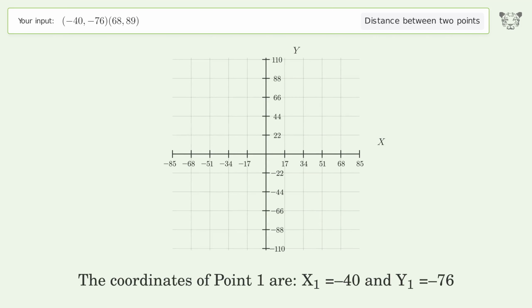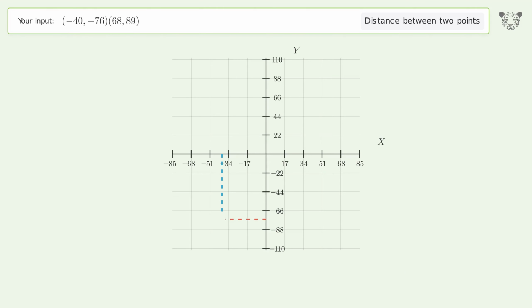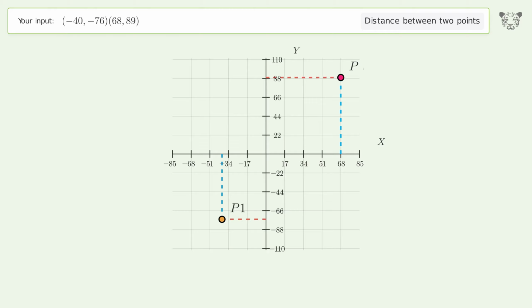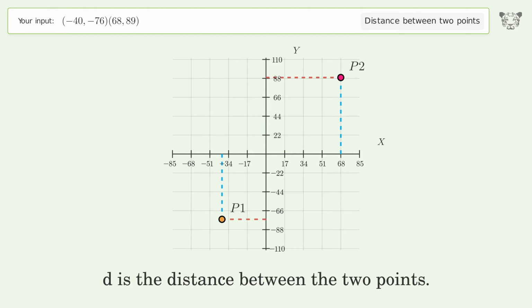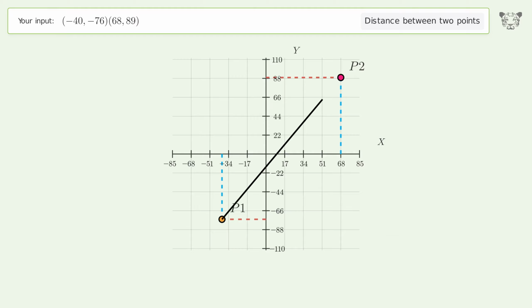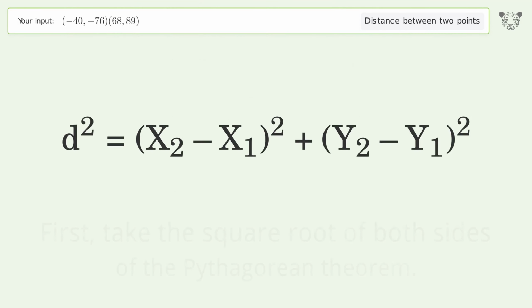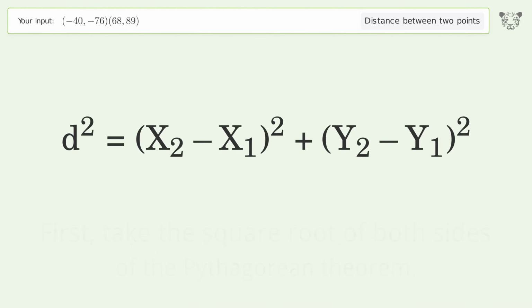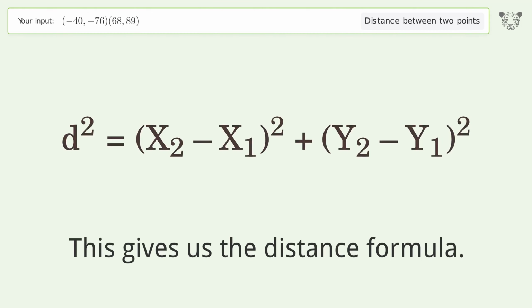The coordinates of point 1 are x1 equals -40 and y1 equals -76. The coordinates of point 2 are x2 equals 68 and y2 equals 89. D is the distance between the 2 points. First, take the square root of both sides of the Pythagorean theorem. This gives us the distance formula.